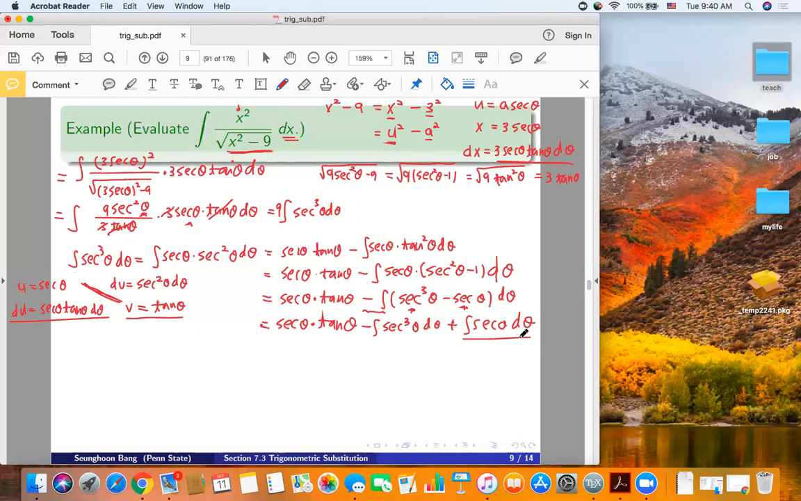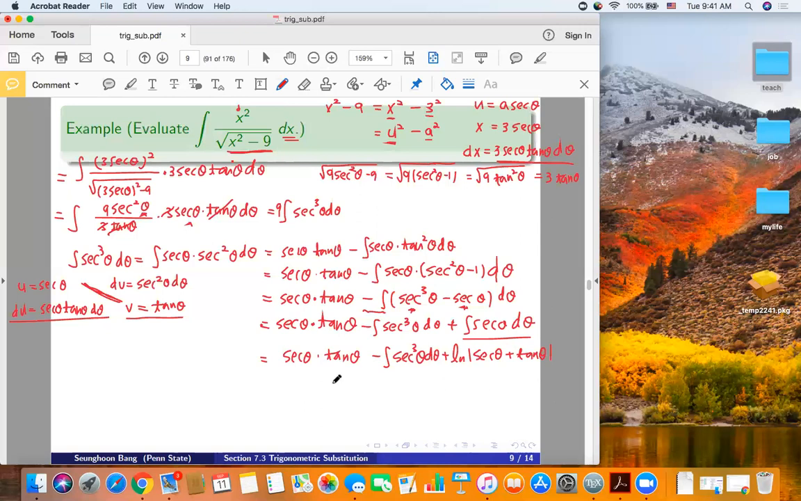Yeah, to add absolute value of secant plus 10. So you can change it. This is the same as secant theta times tan theta minus the integral of secant cubed theta d theta plus ln of the absolute value of secant theta plus tan theta. You can find this kind of thing in section 7.2, the Kasha's lecture, you can review again.